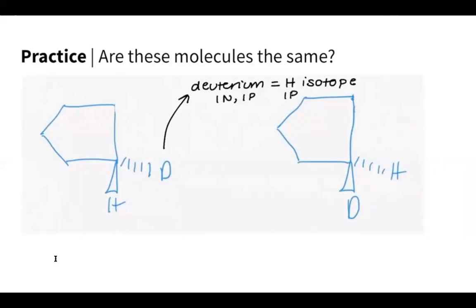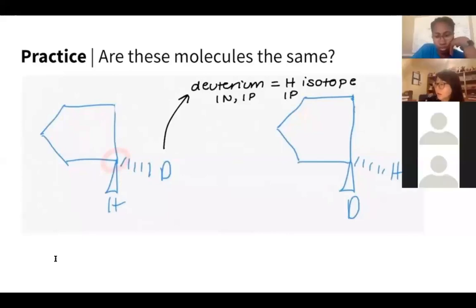And so what we want to do to see if these molecules are the same is to think about chirality. So usually our chiral centers are going to be carbons. We want to look for something that has a bunch of different groups. So immediately our eye is probably drawn to this carbon, the one that I highlighted in blue. Let me do it in red. There we go. It's got this D and it's got this H. And so we want to say this is chiral or achiral.